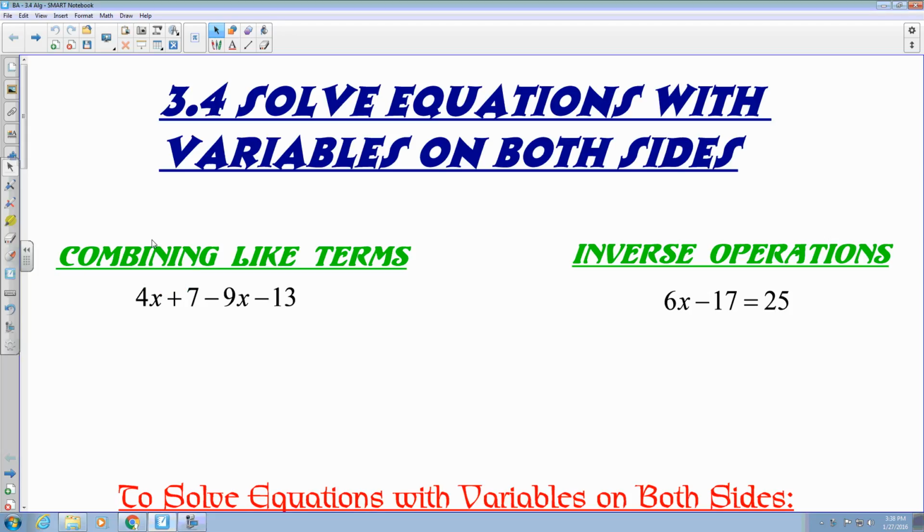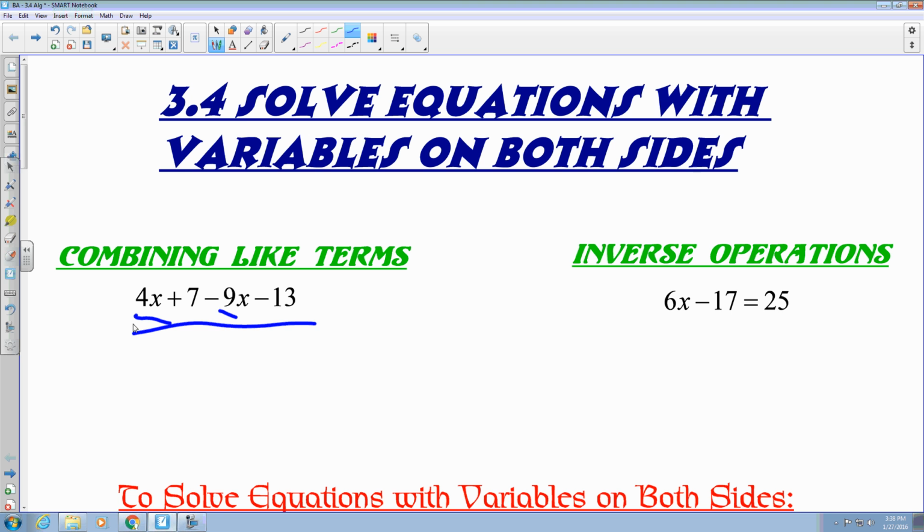All right, we are in section 3.4 where we're going to solve equations with variables on both sides. The first thing we have to identify is whether there are any like terms to combine on one side of the equal sign. In this example, the 4x and the negative 9x would combine, and also the 7 and the negative 13 would combine. We have to combine those before we do any type of inverse operation.